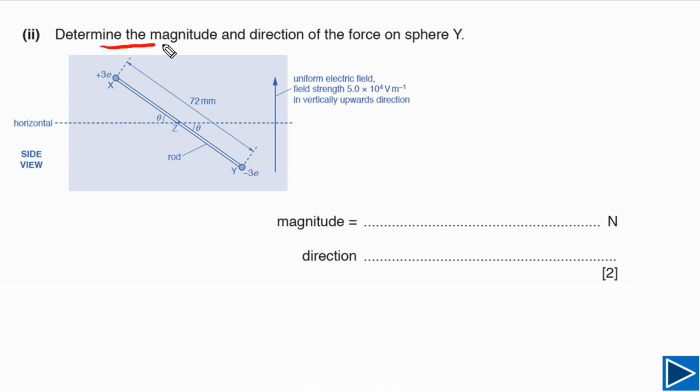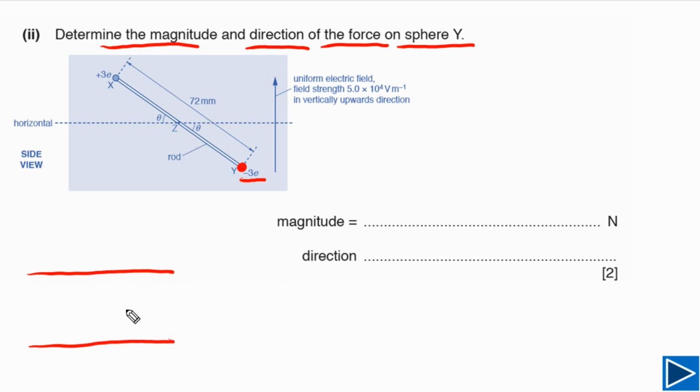For this question, we simply need to determine the magnitude and direction of the force on sphere Y. And sphere Y is connected at the end of this rod and the charge on this sphere is negative. Let's try to understand direction of force on charges when they're placed in uniform electric field. Let's say this bottom plate is positively charged, and this top plate is negatively charged. So then the direction of electric field will be simply pointing upwards, meaning vertically upwards.